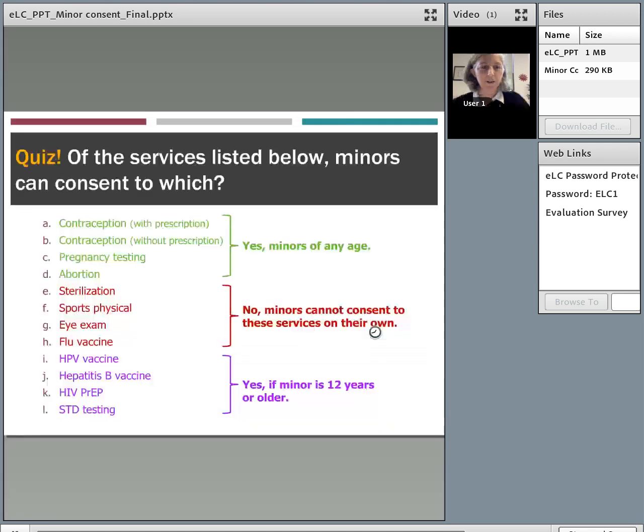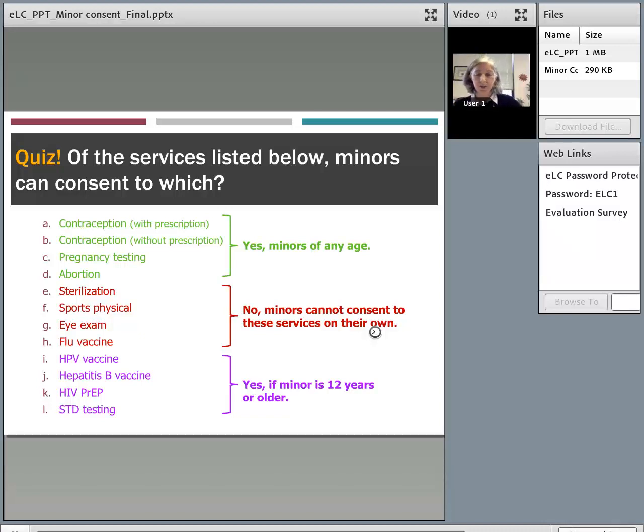Okay, so California, minors of any age can consent to contraception, pregnancy testing, abortion. They cannot consent to sterilization, sports physical, eye exam, flu vaccine unless they meet one of the status exceptions that we just reviewed. And if they're 12 or older, they can consent to HPV, Hep B, HIV PrEP, or STD testing. So let's just walk through.